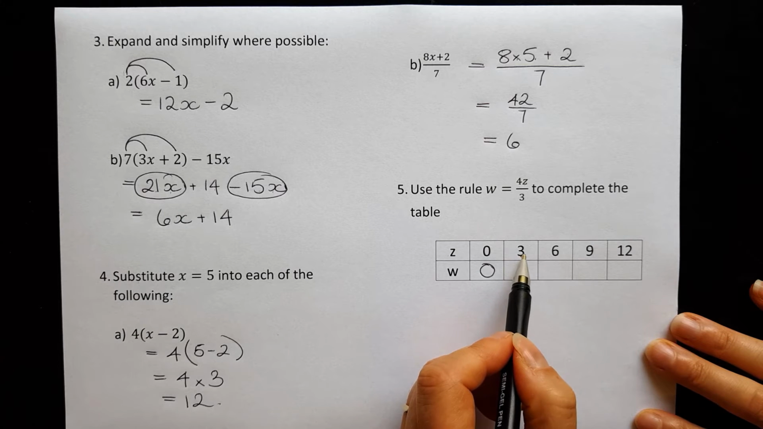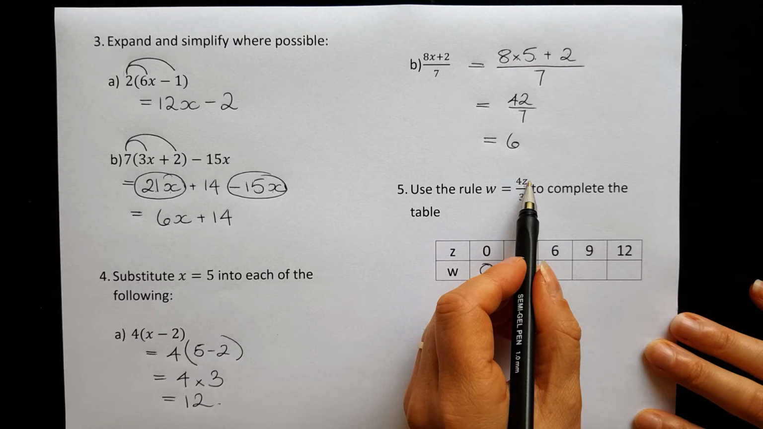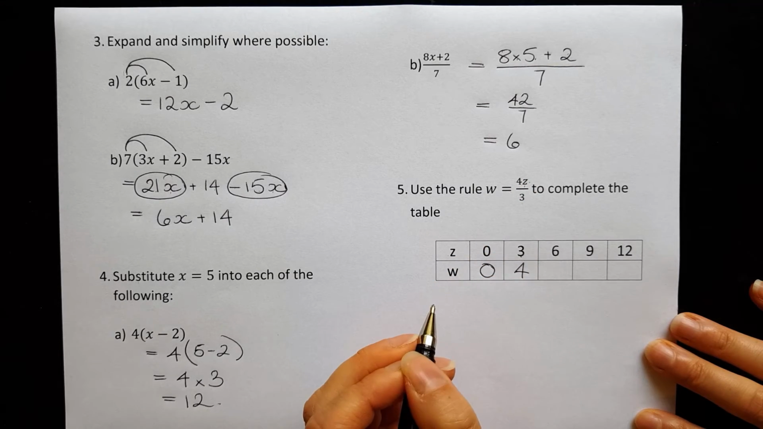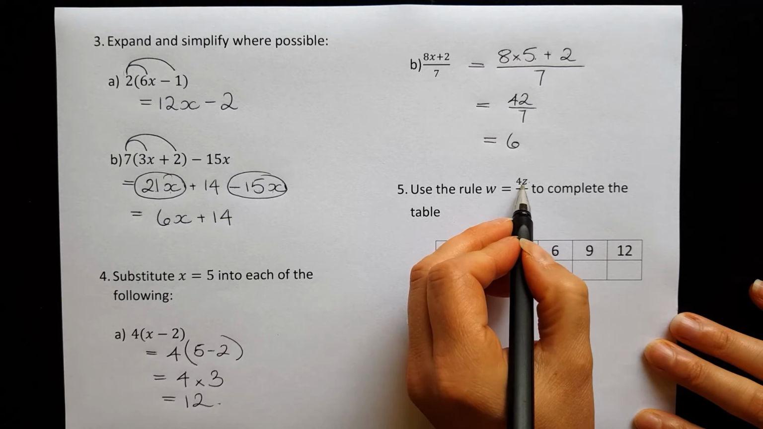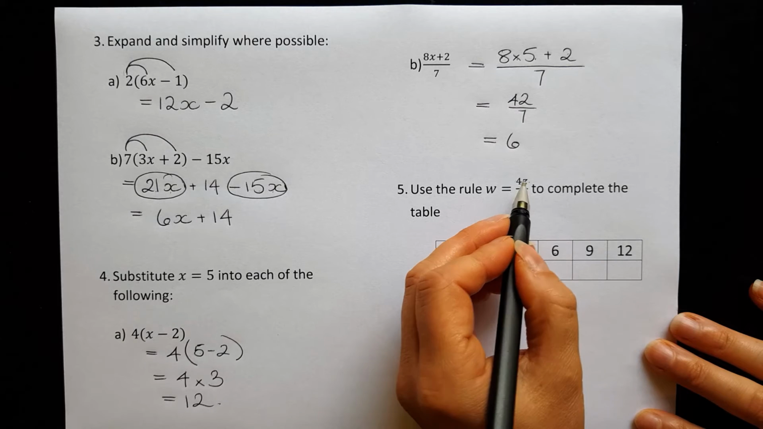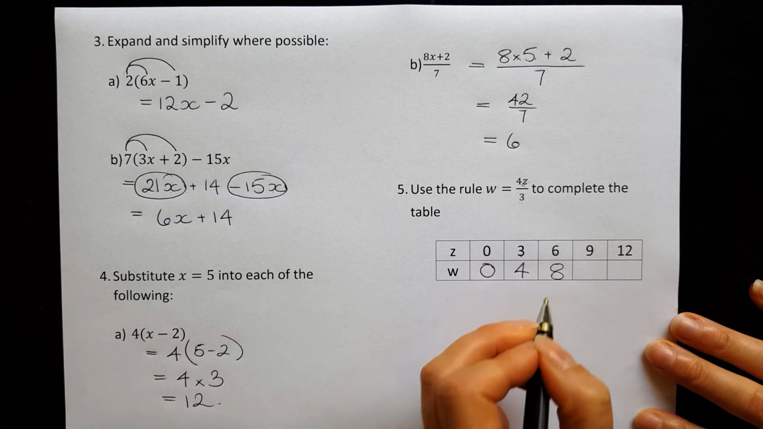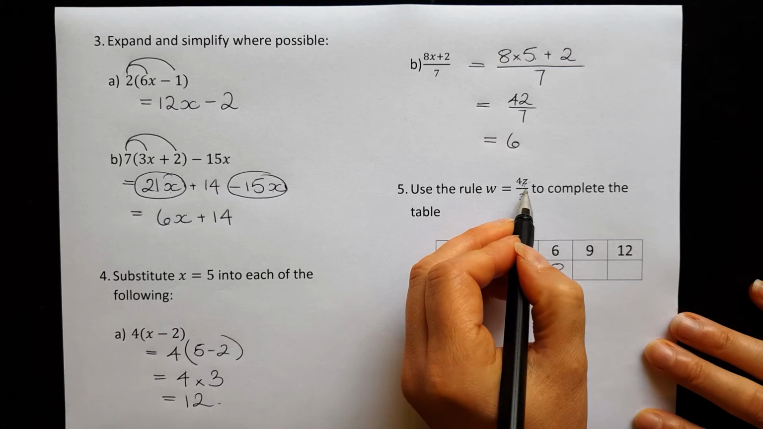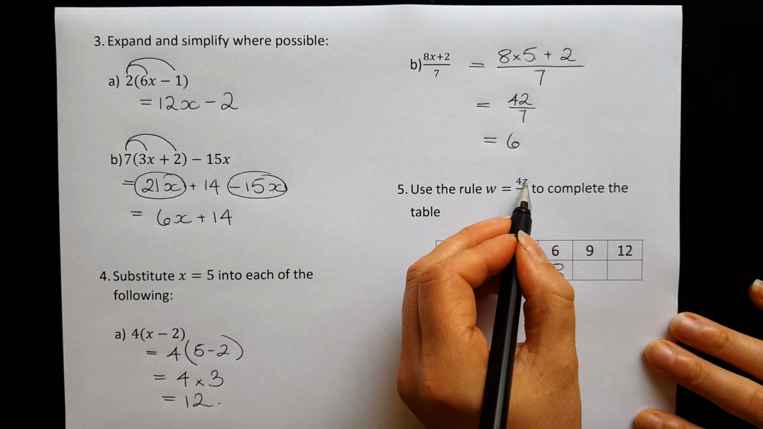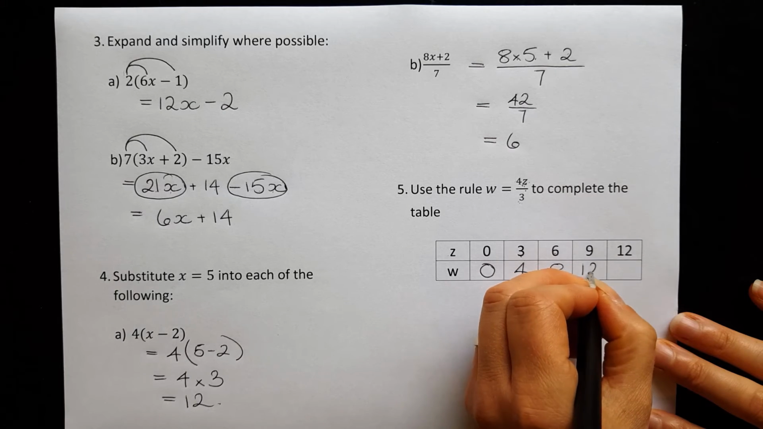Let's try again with 3. If z is equal to 3, 4 times 3 is 12. 12 divided by 3 is 4. Substituting 6 into here, 4 times 6 is 24, and 24 divided by 3 is 8. Substituting 9 in, 4 times 9 is 36, and 36 divided by 3 is 12.